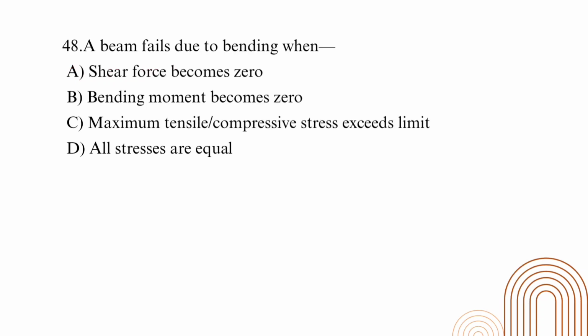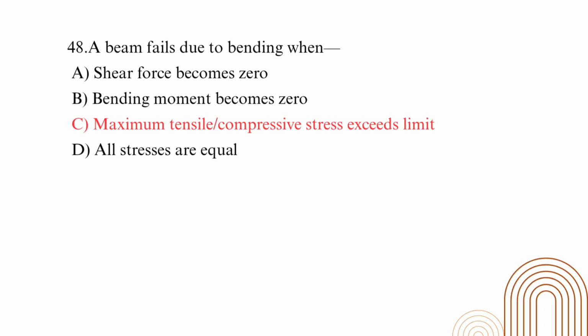Now the next is question number 48. A beam fails due to bending when, options are A, shear force becomes 0, option B, bending moment becomes 0, option C, maximum tensile or compressive stress exceeds the limit, and option D, all stresses are equal. And the correct answer is option C, maximum tensile or compressive stress exceeds the limit. The beam fails due to bending when maximum tensile or compressive stress exceeds the limit.